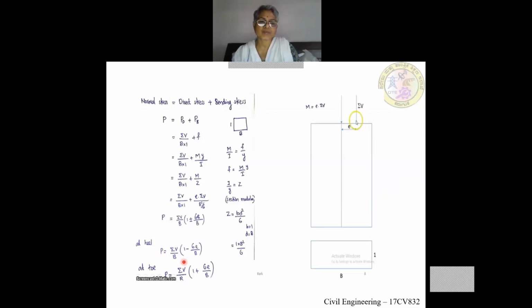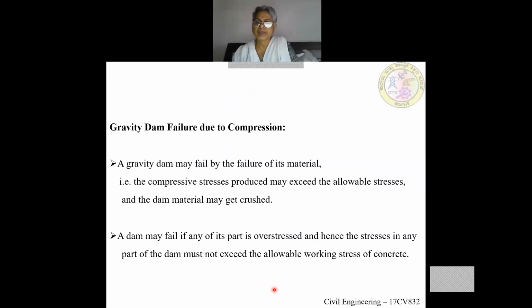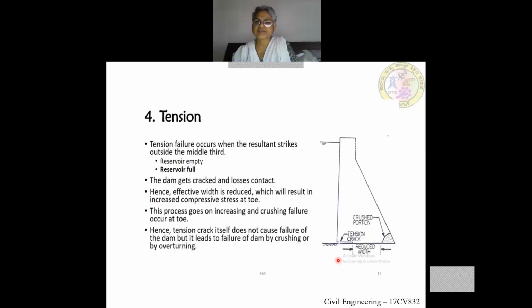So what happens here? B reduces. In this case, the effective width reduces, therefore the stress will increase. So if there is tension failure, the effective width reduces and thus the stress will increase, and further the material will get crushed. So it will indirectly cause compressive stress.